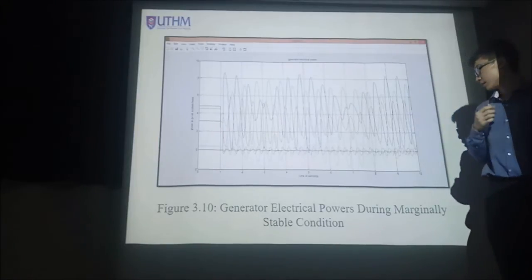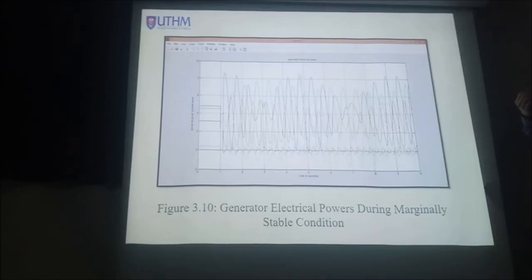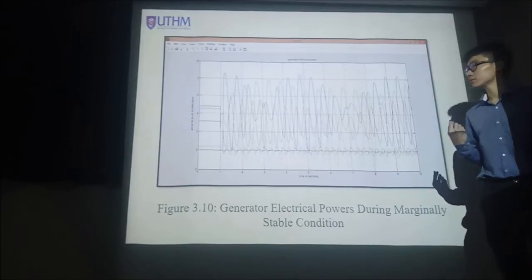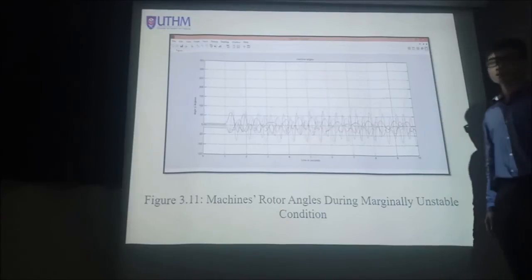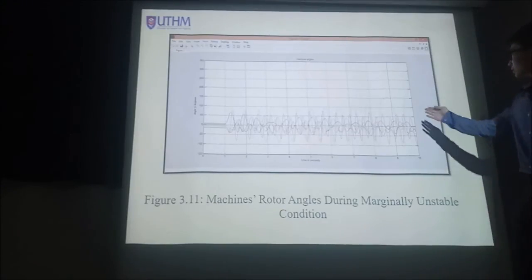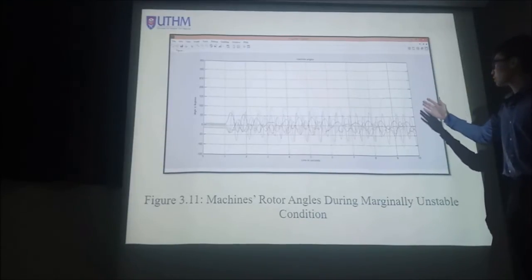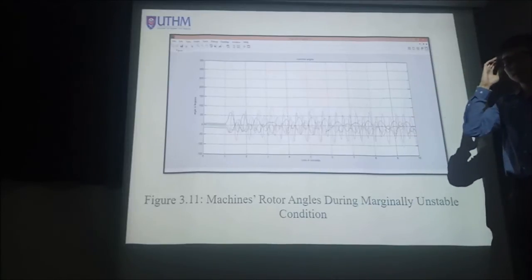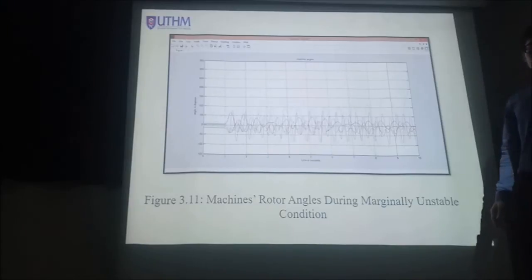So for my part, we will present the part on marginally unstable. Next slide, please. Yeah, this is the part for marginally unstable. As you can see, the line here at that point slopes up, and it notes that it is a marginally unstable condition. Next, please.